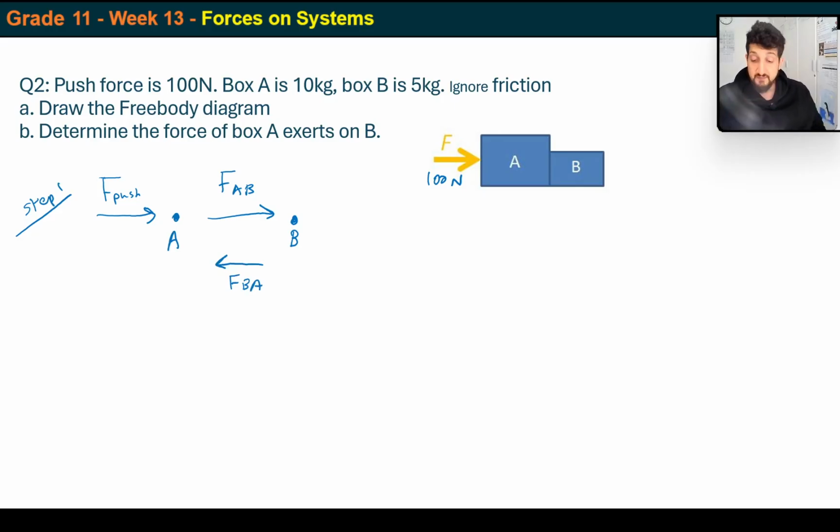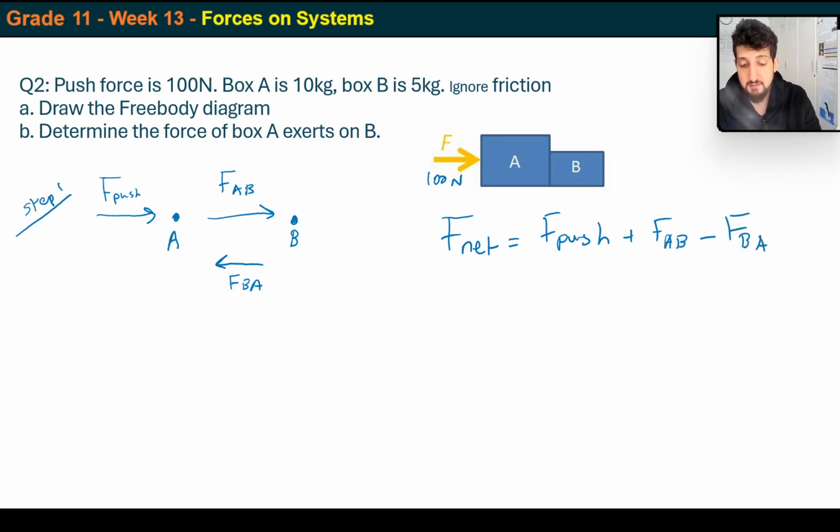So, first of all, the total net force is going to equal the external force, which is just the push force, right? And I can prove it to you once again. It's going to be F push plus FAB minus FBA. And we know those two are the same because they're equal and opposite. And so F net is equal to F push, and that's going to be 100 newtons because it tells us.